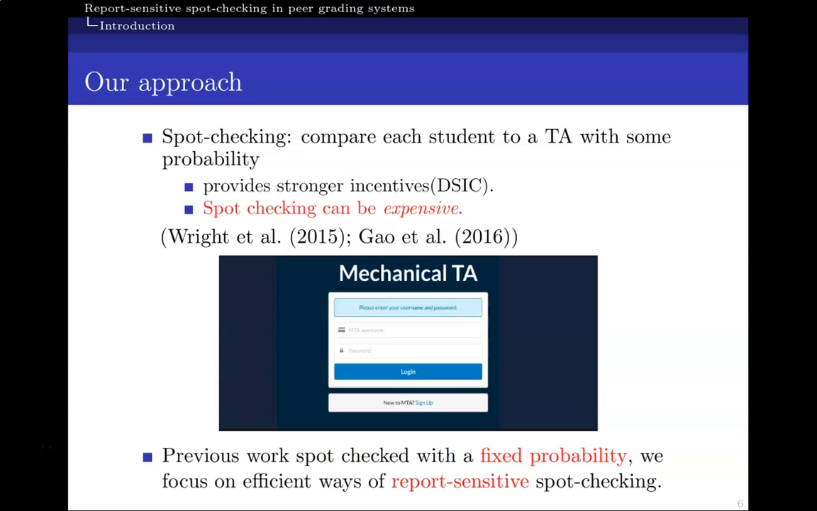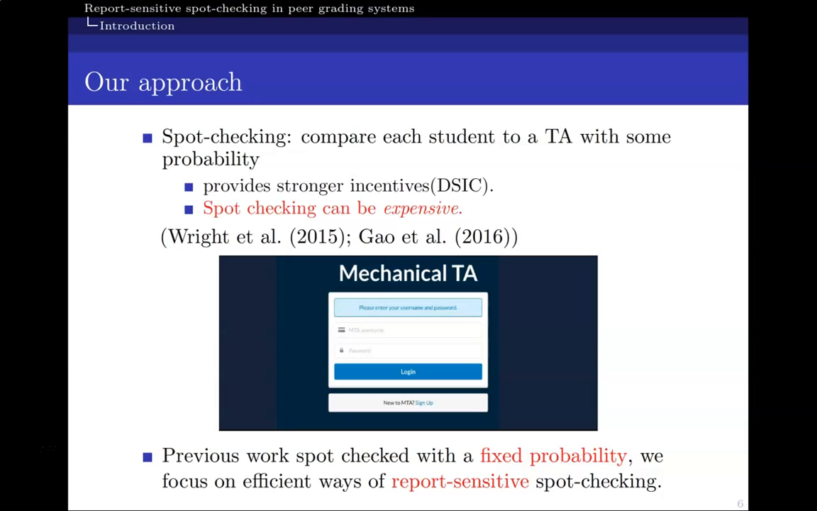Previous work has shown that if you spot check a sufficiently large fraction of students, you could provide them with one of the strongest theoretical guarantees that you can hope for, which is to make accurate grading the dominant strategy. But let's remember that spot checking can be expensive because it requires TAs. But previous work only considered spot checking with a fixed probability.